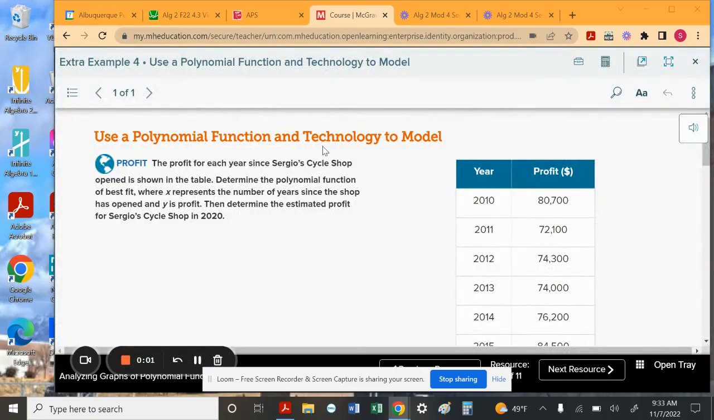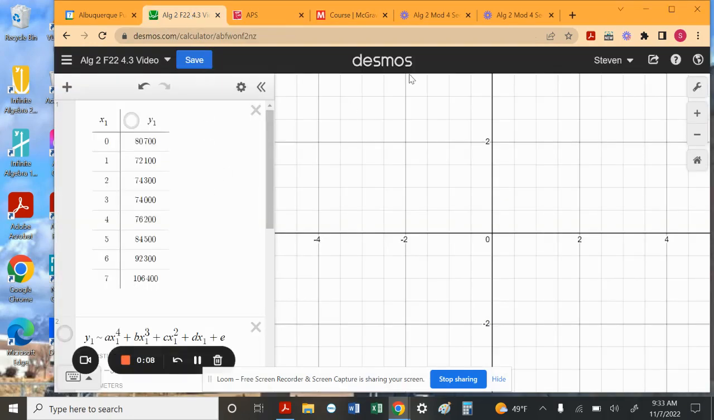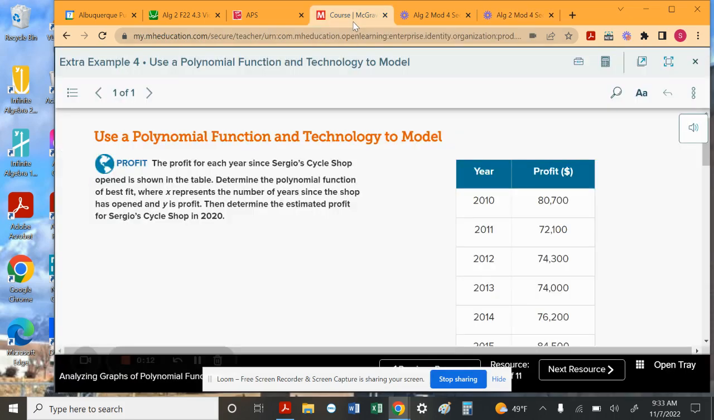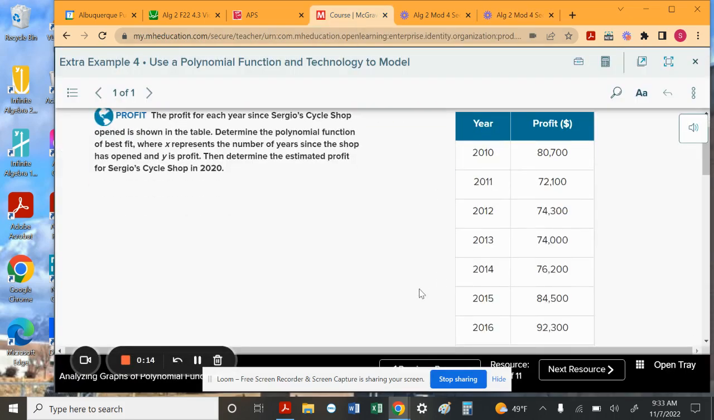Okay, last part, we're going to use technology, even though I'm letting you use technology now. So we're going to be using Desmos. So Desmos is located over here. What we've got is a problem in this case. So we have a table that you can see.